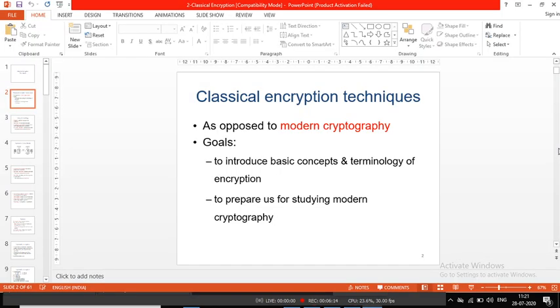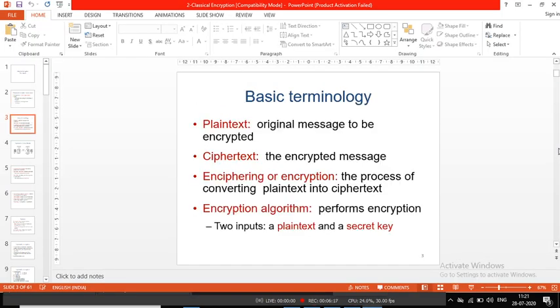Okay, what are the basic terminologies we are using in this concept? In that first class itself we have discussed, I hope. Plain text is nothing but our original message. Cipher text is nothing but the encrypted message. Encrypted message in the sense converted message, okay, so that is cipher text.